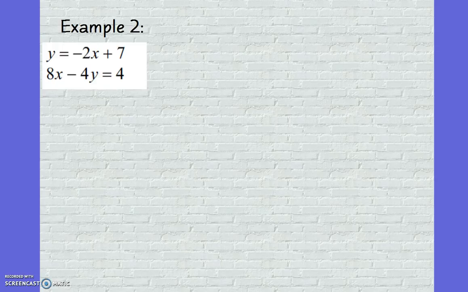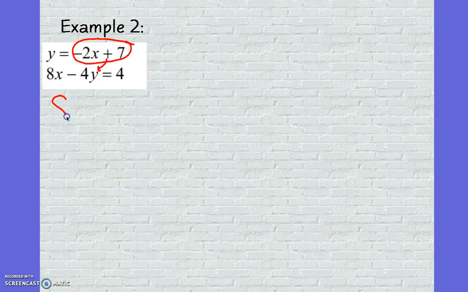Okay, in example 2. This time, instead of both equations being set equal or solved for y, we only have one equation that's solved for y. So this says that y is equal to negative 2x plus 7. So what that means is I can take this negative 2x plus 7 and I can substitute it in right here in place of the y.